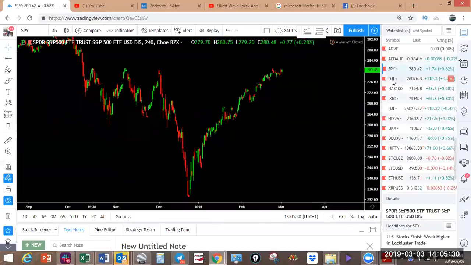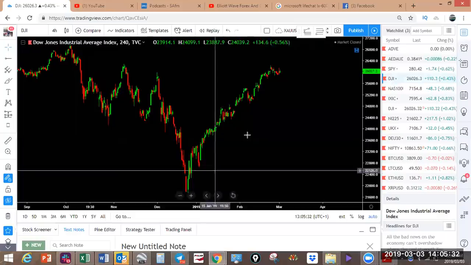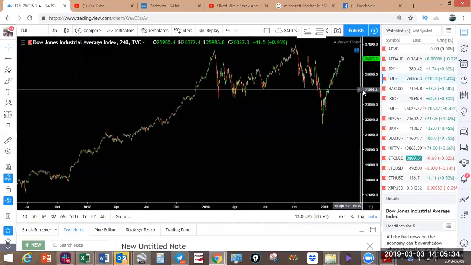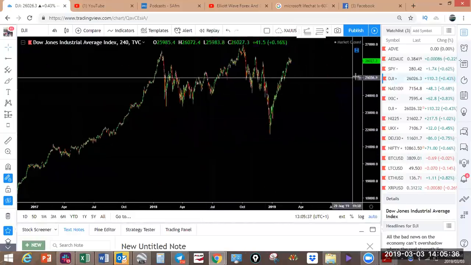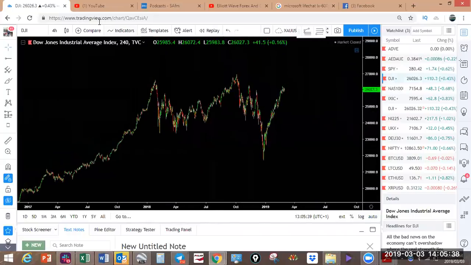So that is the S&P 500, and the Dow is similar, exactly the same structure. You can see here an expanding flat, same as what you have here.